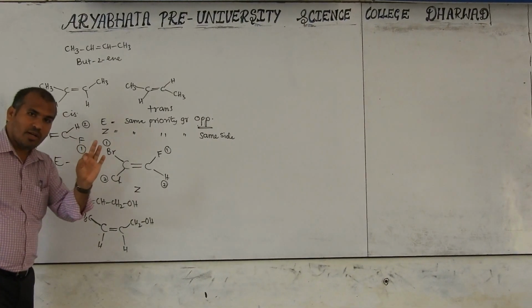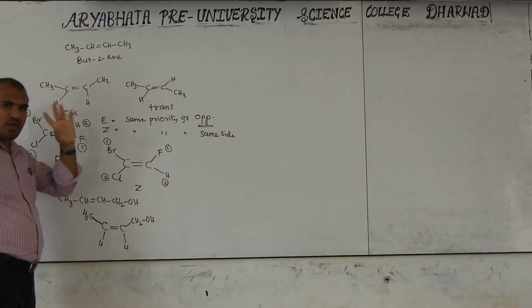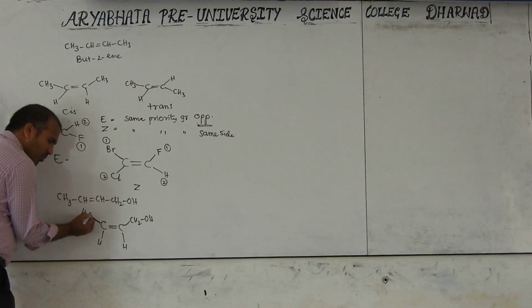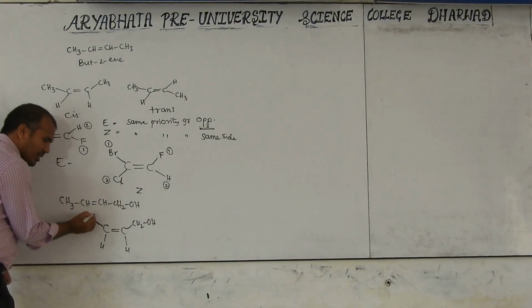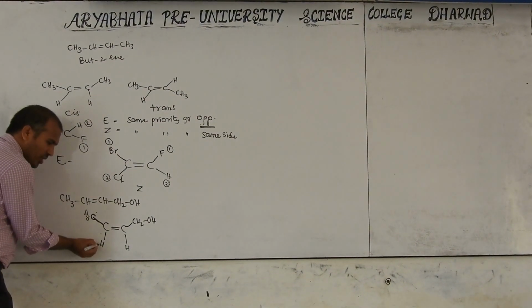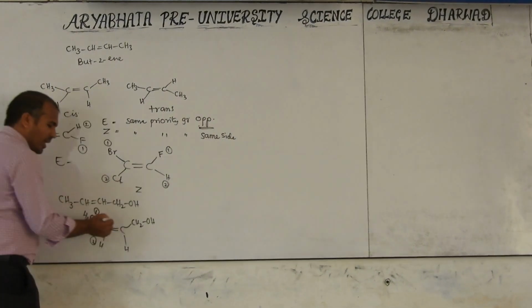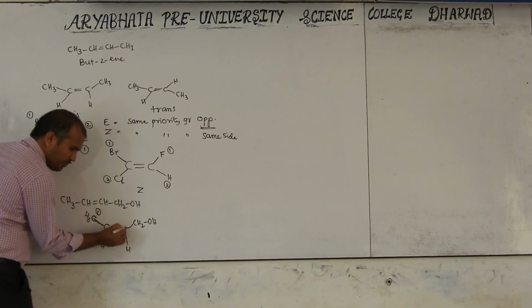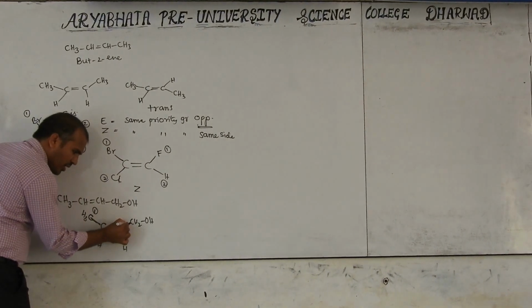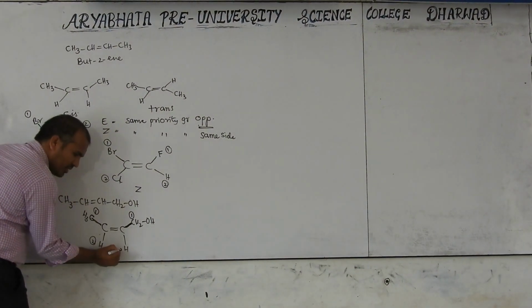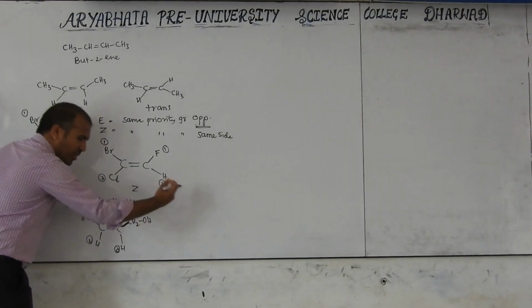So for directly bonded atoms only, we have to check the atomic number, nothing else. Here, directly bonded is carbon, which has atomic number 6, and here hydrogen is 1. So this is the first priority, this is the second priority. Next here, it is compulsory, carbon is directly bonded, so it is first priority, this is second priority. What are the remaining groups?